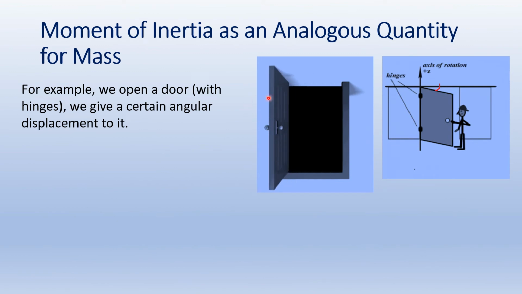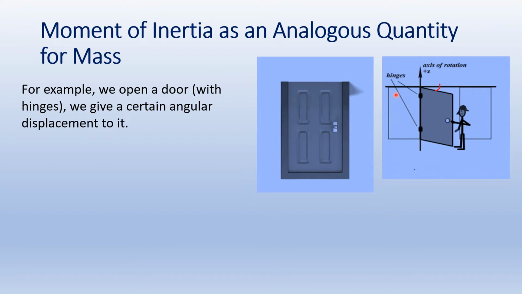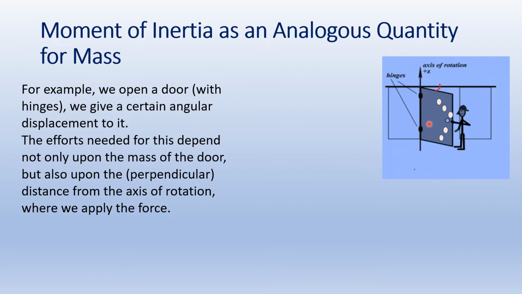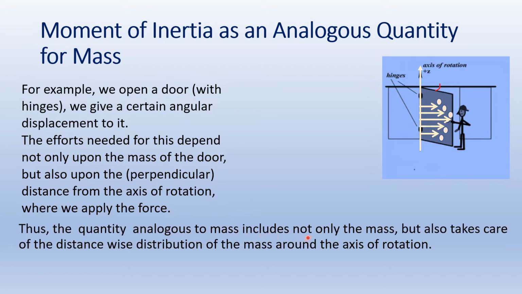For example, consider a door with hinges. When we open the door, we give a certain angular displacement to it. The effort needed depends not only on the mass of the door. Consider these dots as the mass distribution of the door. It also depends upon the perpendicular distance measured from the axis of rotation. These horizontal arrows are the perpendicular distances measured from the axis of rotation up to a certain mass distribution of this door. Thus, the quantity analogous to mass includes not only the mass, but also takes care of the distribution of mass around the axis of rotation.